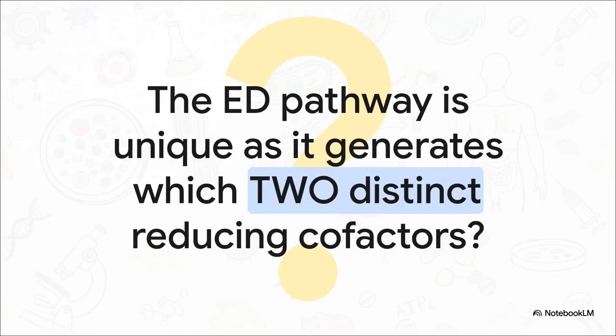And for the final question, what makes the ED pathway's output so special, so unique? It's the only one of these that generates both NADH for energy and NADPH for building, all in one streamlined process. That's the metabolic signature of an aerobic specialist right there.